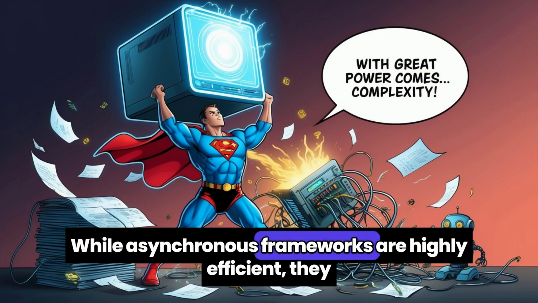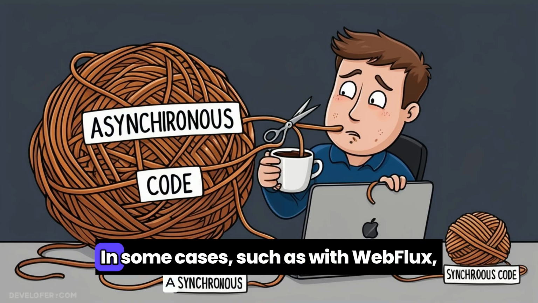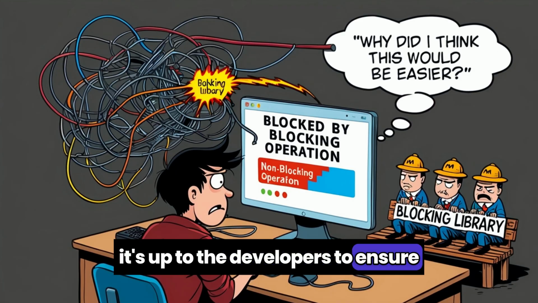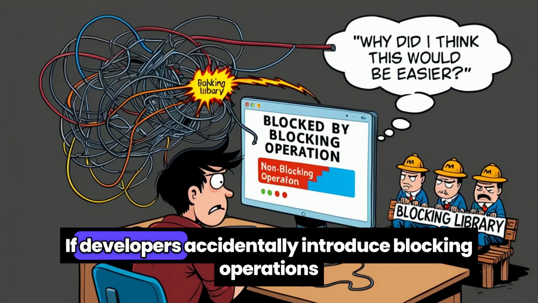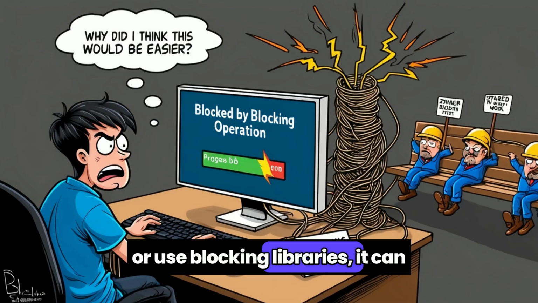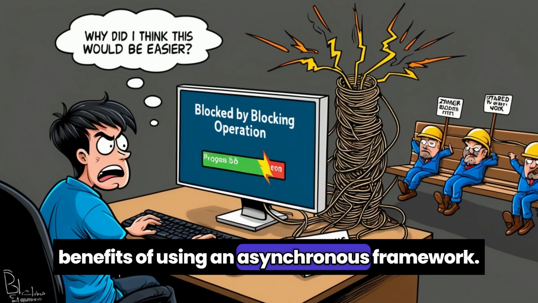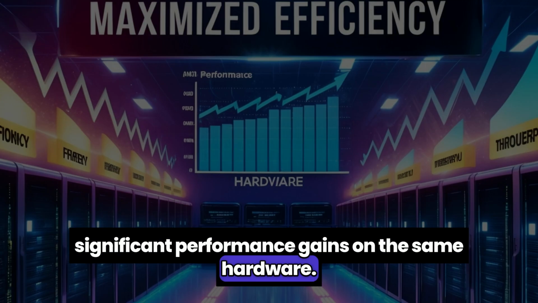While asynchronous frameworks are highly efficient, they can also be more complex to code. In some cases, such as with WebFlux, it's up to the developers to ensure that the implementation remains non-blocking. If developers accidentally introduce blocking operations or use blocking libraries, it can lead to thread starvation, negating the benefits of using an asynchronous framework. But if done correctly, these frameworks can deliver significant performance gains on the same hardware.